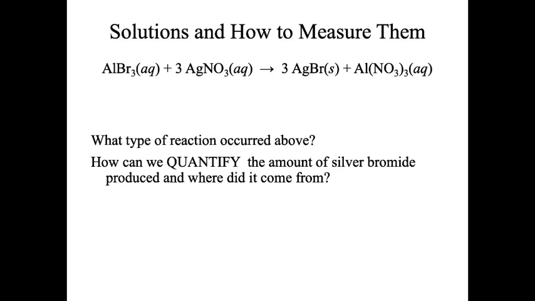Okay? What if I want to determine where it came from? What made silver bromide? Aluminum bromide and silver nitrate. Pick one. Silver nitrate. How do I measure the silver nitrate? Why do you say liters or volume? It's aqueous. So when I take that measurement, I'm taking it in liters, probably milliliters.